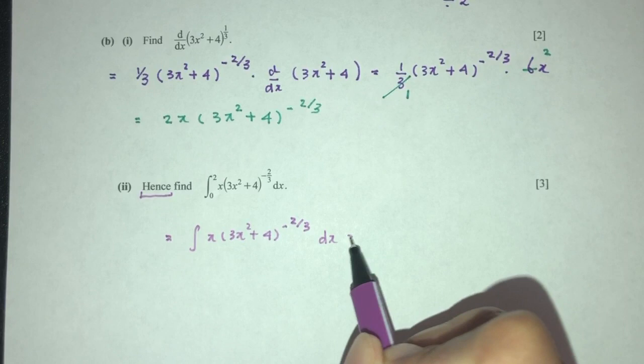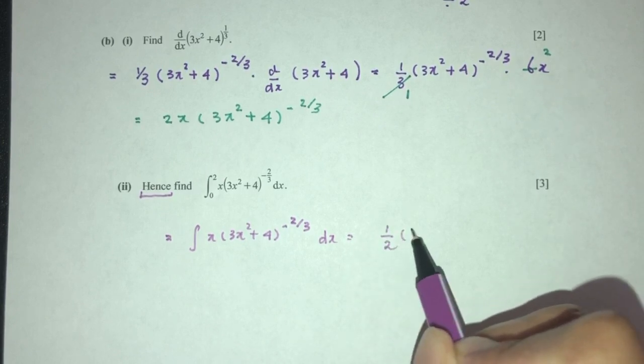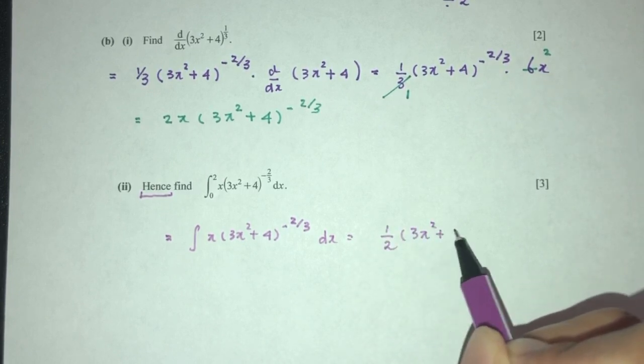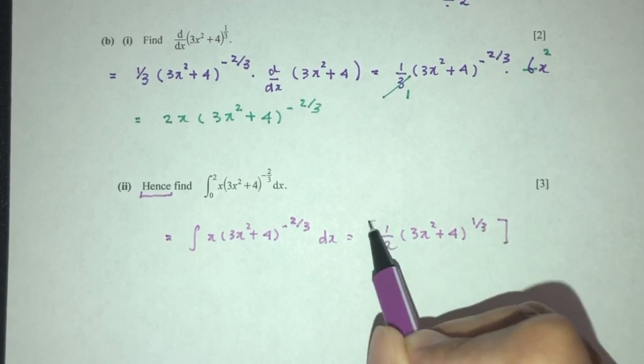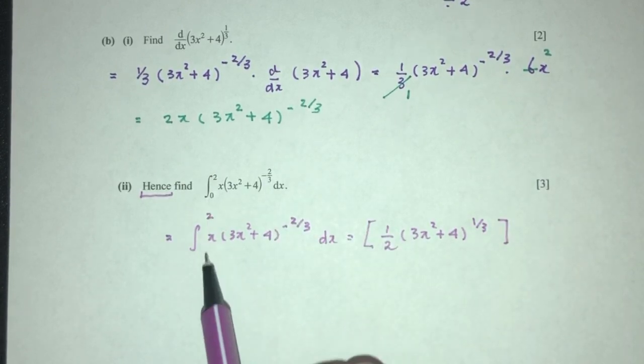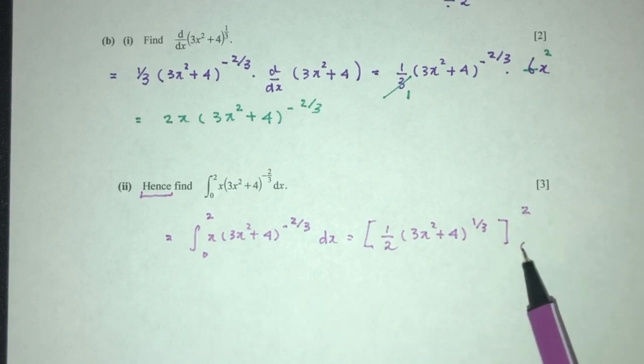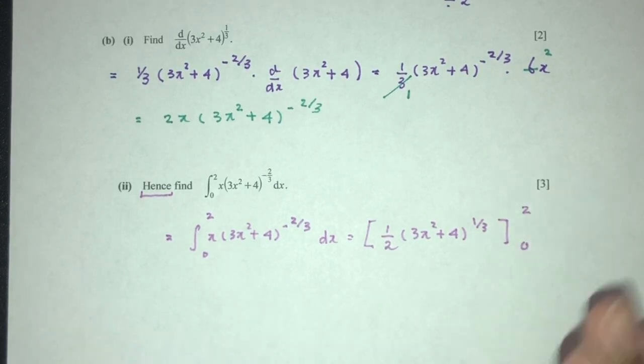finally, and this will become half (3x squared plus 4) power 1 over 3. Of course, we have the limits of 2, 0. That will be 2, 0. Now we have to simplify.